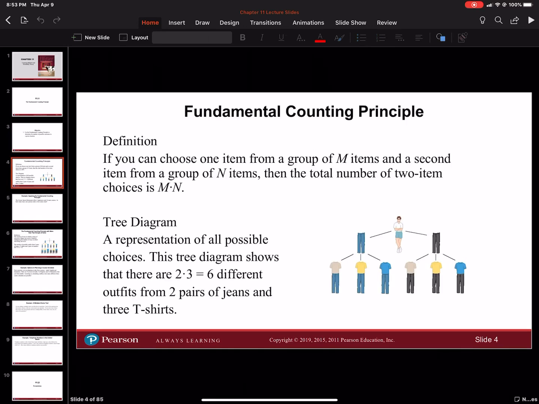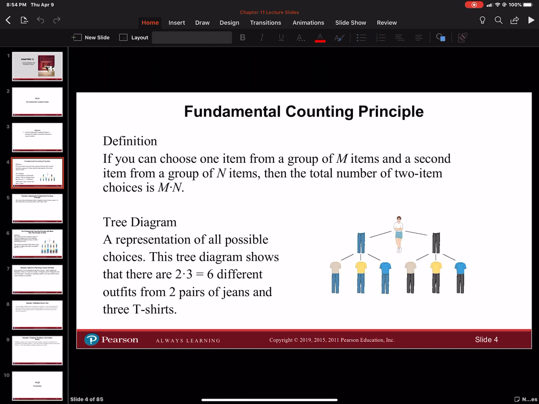So, first thing we have is a definition. If you can choose one item from a group of M items and a second item from a group of N items, then the total number of two item choices would be M times N. So if we look at this tree diagram, let's say we had two pairs of pants and three shirts.